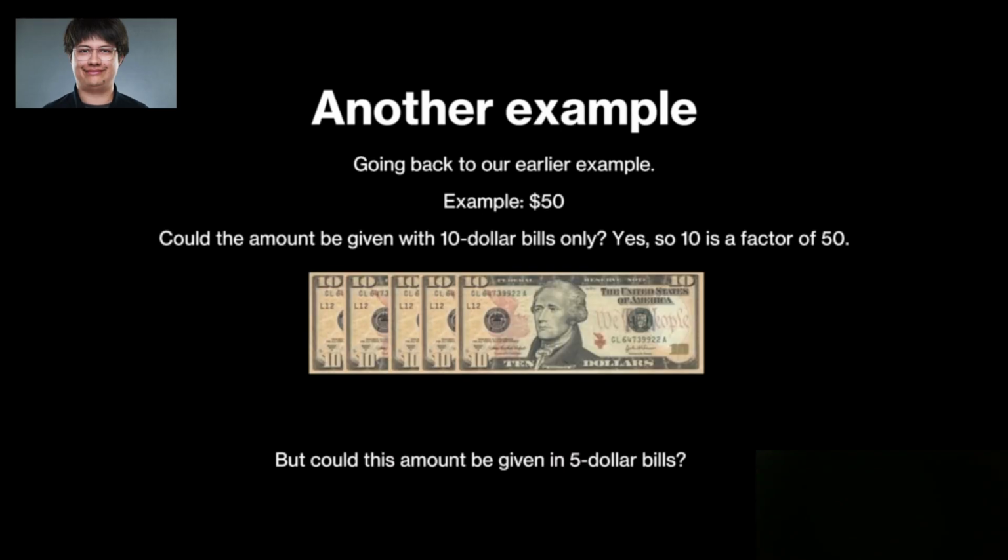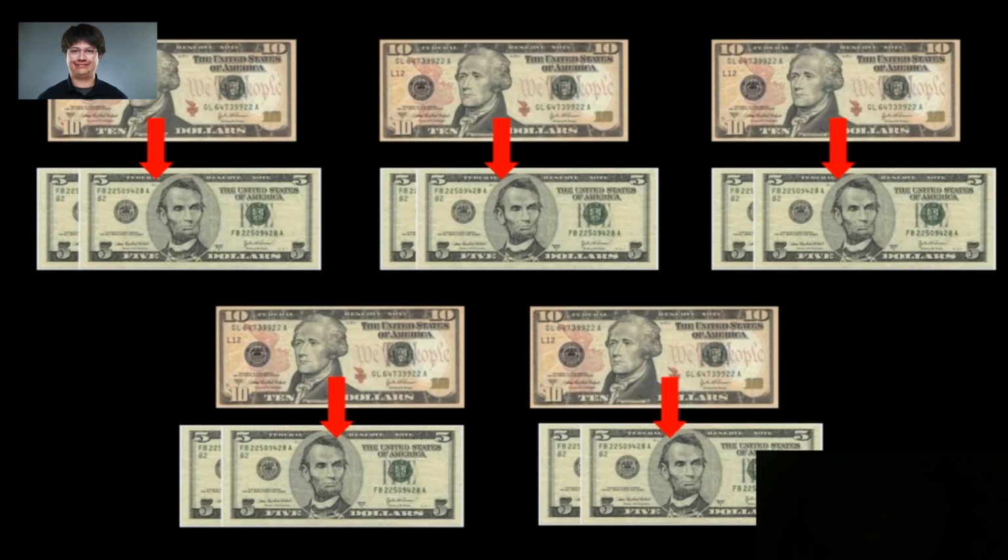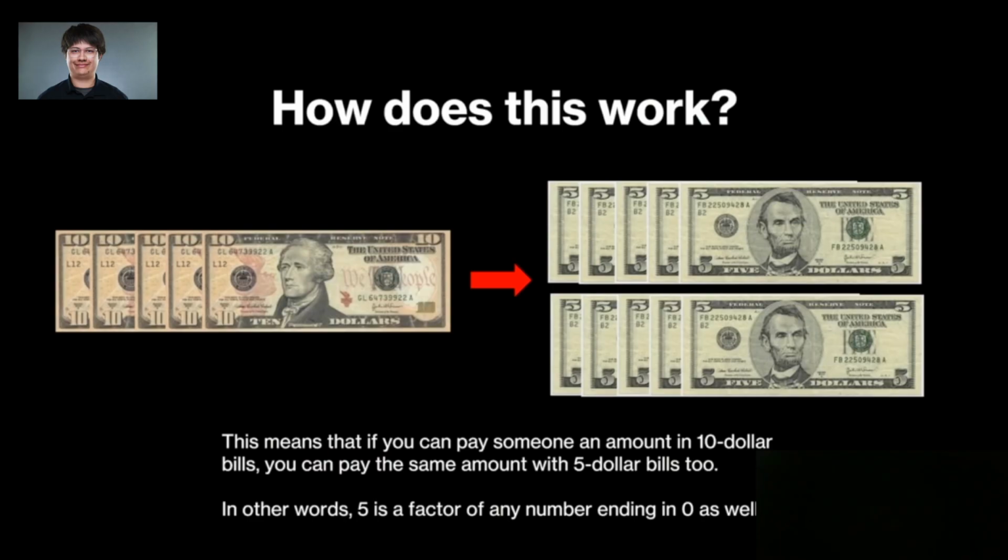Let's revisit our example from the last video. Do you remember how I said that if you can pay someone an amount in $10 bills only, then 10 is a factor of whatever that amount is? In this case, it was 5 $10 bills. Well, can't the same amount be paid with $5 bills only? And yes, it can, because each $10 bill can be broken into 2 $5 bills. So just taking each $10 bill and breaking it apart into 2, and so therefore 5 is also a factor of 50.